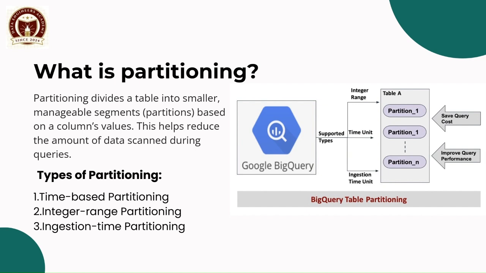Time-based partitioning completely depends on date, timestamp, etc. And integer range partitioning is done on integer data type. And ingestion time partitioning is done on when the data is ingested; the data is partitioned based on that. In this image, we can see partitioning in a BigQuery table. This partition helps us save query cost and improve the query performance.